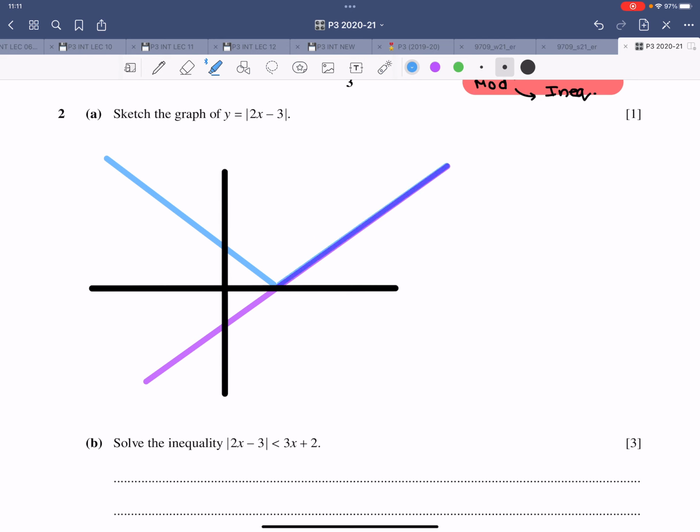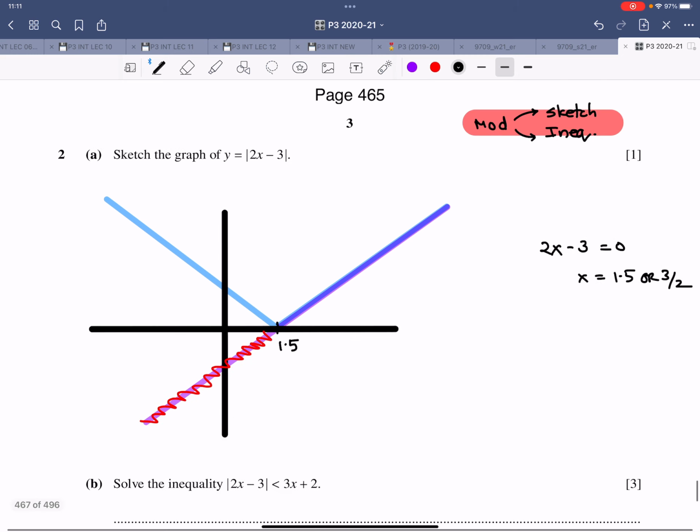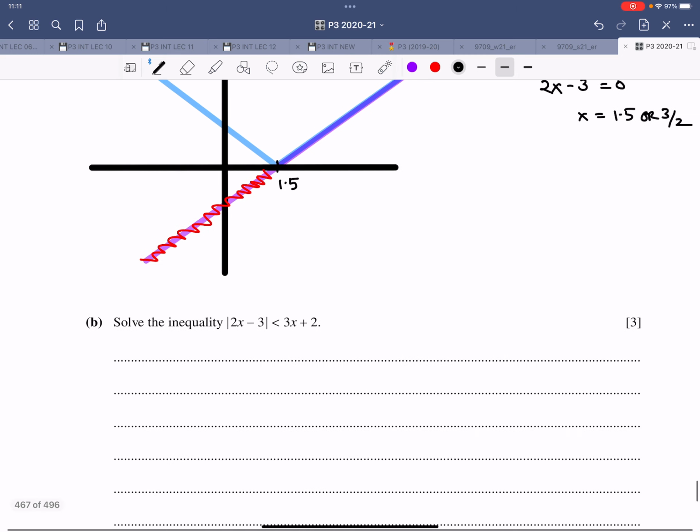And let me discard this part over here. So this thing is discarded. That is how you draw the sketch. And what is the vertex? 2x minus 3 equals 0. Therefore x is 3 over 2, or 1.5. So this point 1.5 is the vertex. That's how you draw this. Okay, now what else are they asking? They're asking us to solve the inequality. Now it does not say hence.